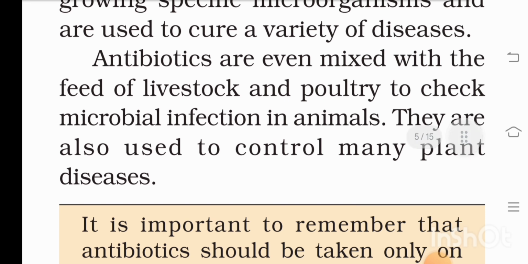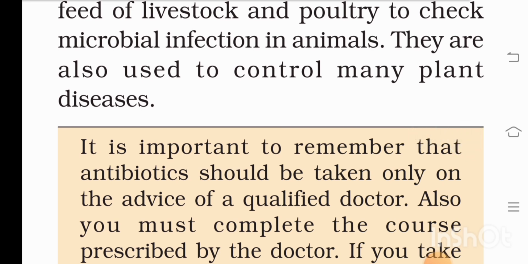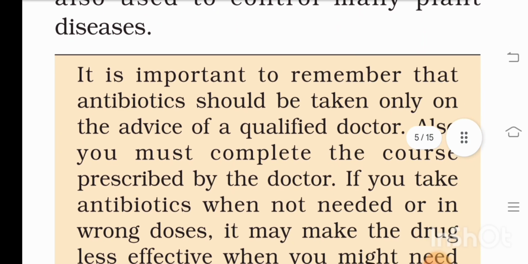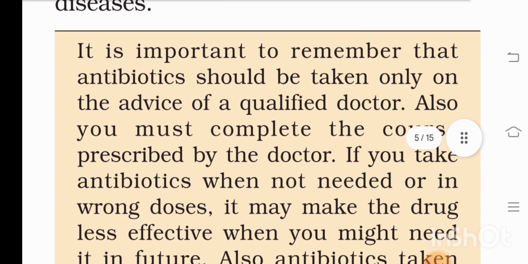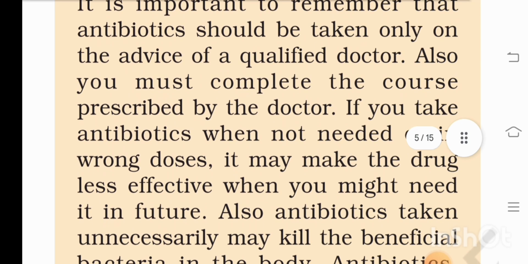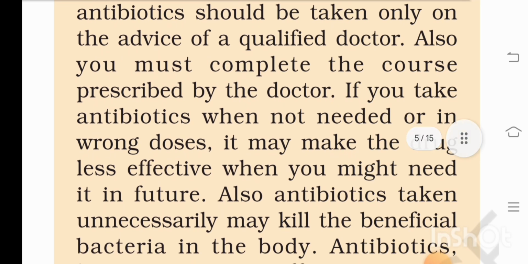Antibiotics are even mixed with the feed of livestock and poultry to check microbial infections in animals. They are also used to control many plant diseases. It is important to remember that antibiotics should be taken only on the advice of qualified doctors. Also, you must complete the course prescribed by the doctor.